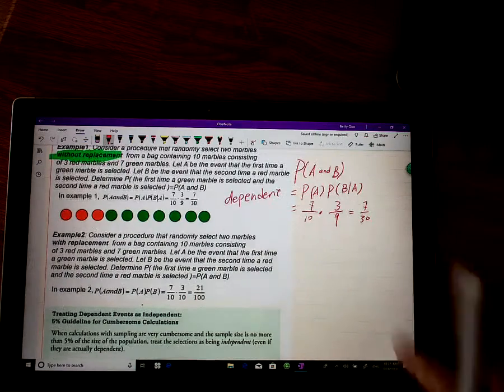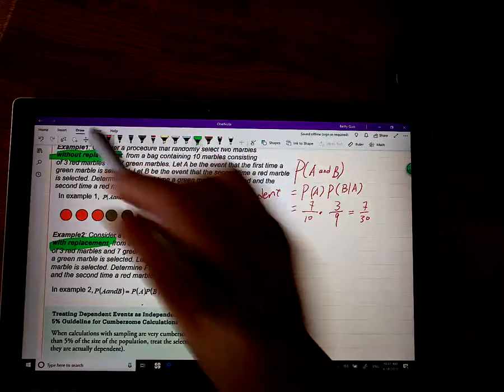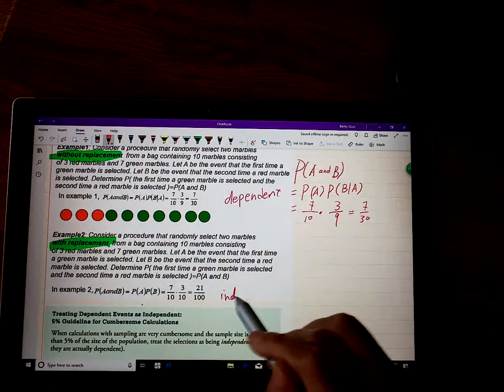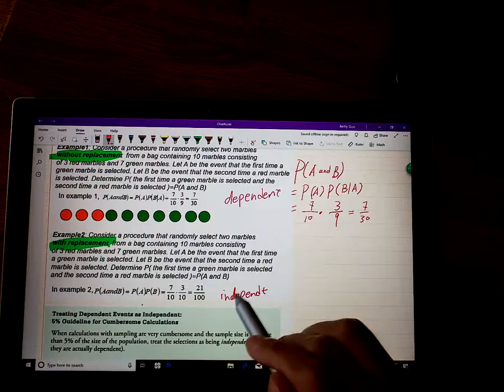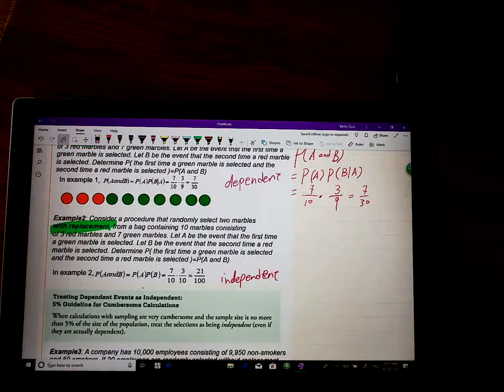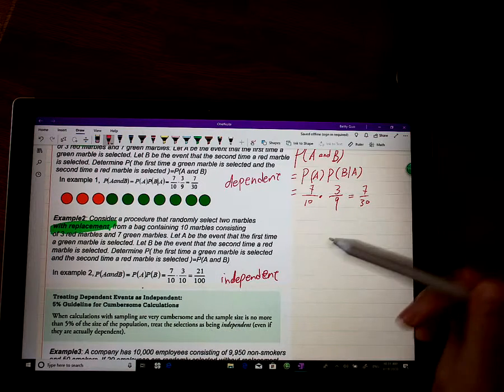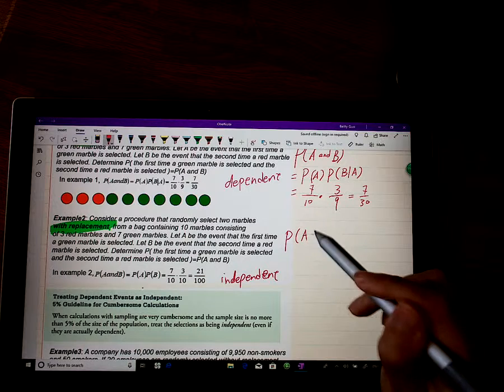Example 2, with the replacement. Remember, with the replacement is the case that the two events are independent, right? Independent. Okay. A procedure randomly selects 2 marbles with the replacement from a bag with 3 red, 7 green. A is the event the first time you get a green. B is the event the second time you get a red. You need to find the probability of A and B. P of A and B.